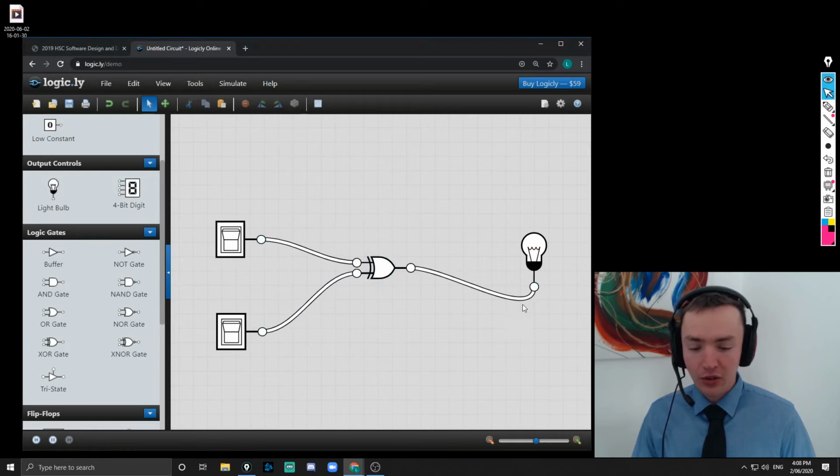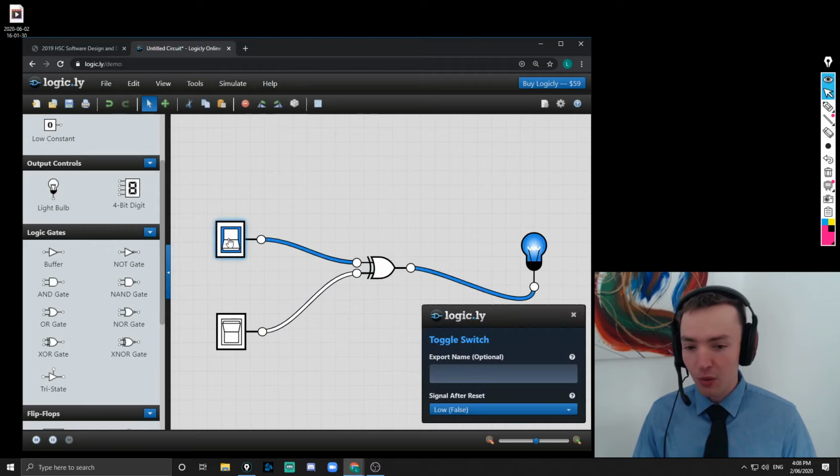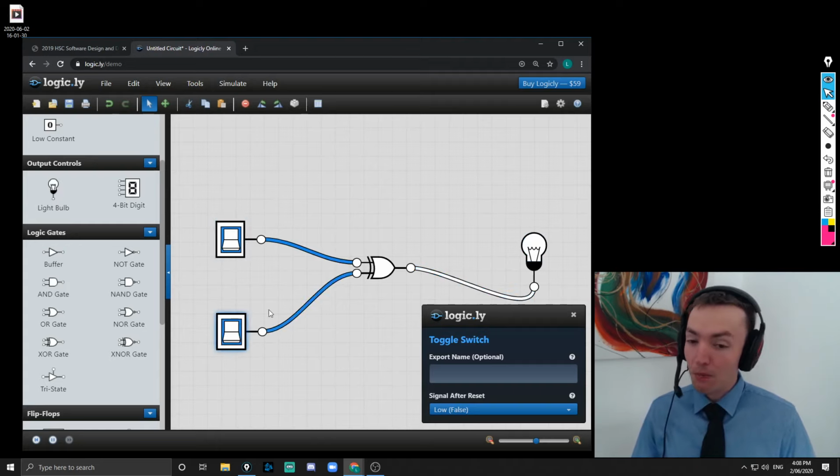And the XOR gate's kind of like the OR gate. So if we put one of these on, the light bulb will go on. But this is the difference. If we put both of these switches on, then the light bulb is not off. It is off, sorry. So basically, when you think of XOR, think of the X. The X is shorthand for exclusive, so it basically means exclusive OR. So only one of these switches can be on to pass it through. If both of them are on, then the light bulb goes off.